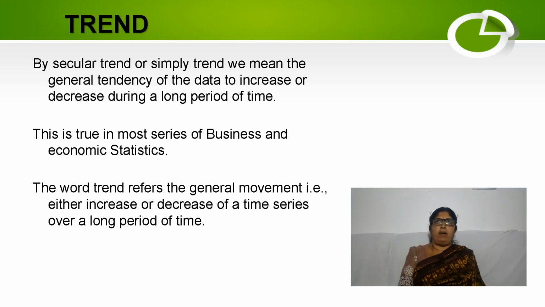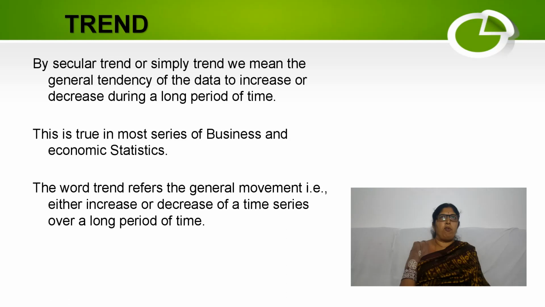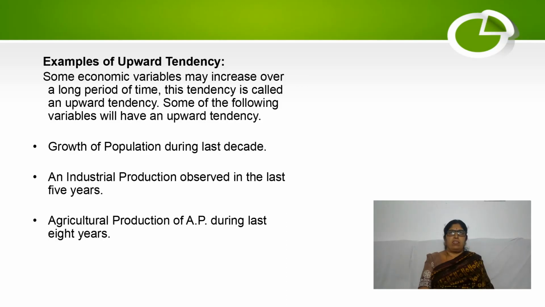Trend. By secular trend, or simply trend, we mean the general tendency of the data to increase or decrease during a long period of time. This is true in most series of business and economic statistics. The word trend refers to the general movement, that is, either increase or decrease, of a time series over a long period of time.